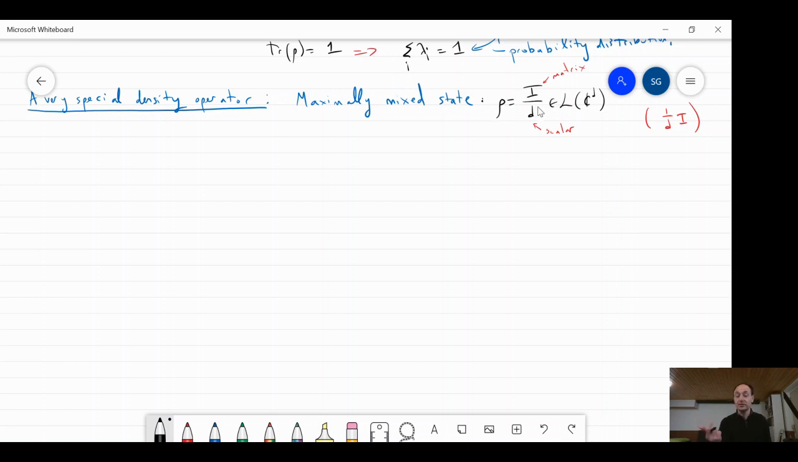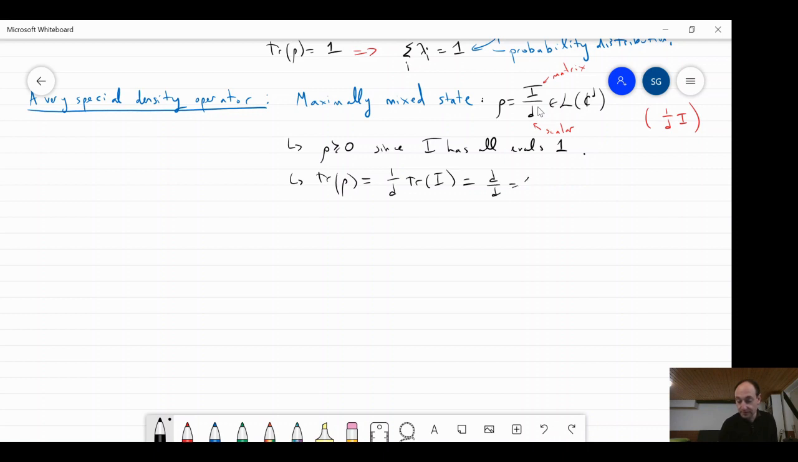And the other condition we needed for a density operator was the trace condition. So let's just check. So first, rho is PSD, since identity has all eigenvalues being 1. Okay. And the trace of rho, what is that? Again, it's a linear operator, so I could pull out the 1 over D, and then just take the trace of the identity. And the identity just has D ones on the diagonal, so the trace is just D. Right, so it's D over D, which is 1. Okay, so this is indeed a valid quantum density operator.